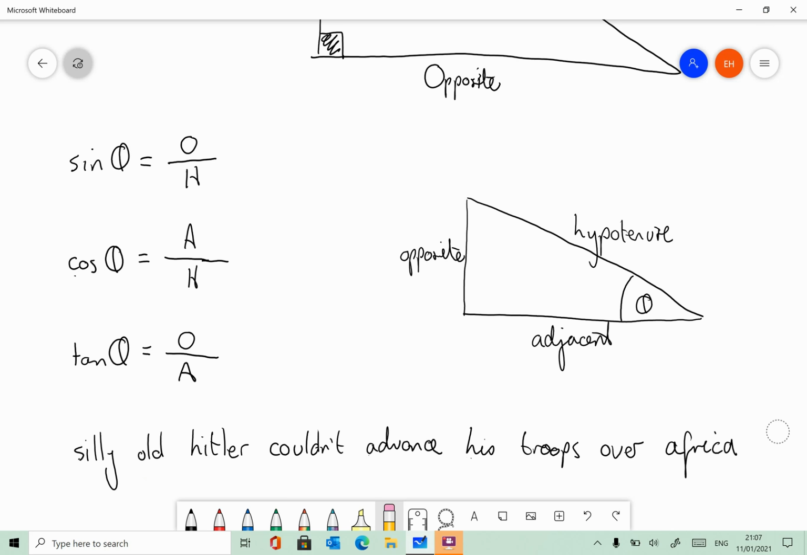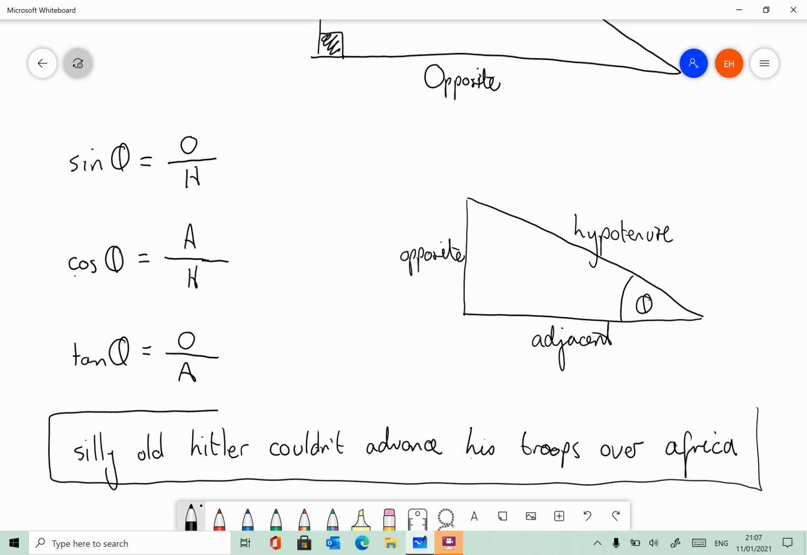I quite like this mnemonic. I think this is the one that Miss Collins uses. So I think Fufu, you were in Miss Collins' class, so you would have come across that one before. Silly old Hitler couldn't advance his troops over Africa. S-O-H, S-O-H. Couldn't advance his, C-A-H, C-A-H. Troops over Africa, troops over Africa.